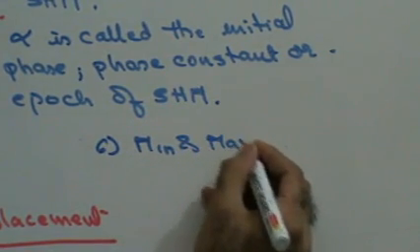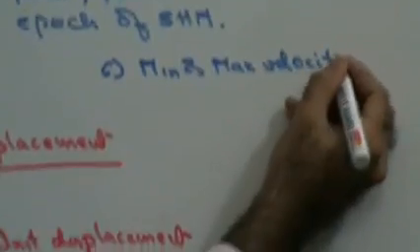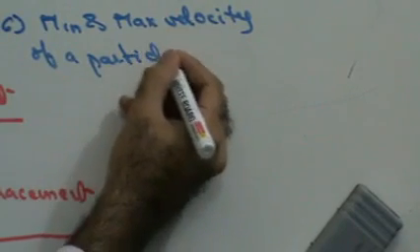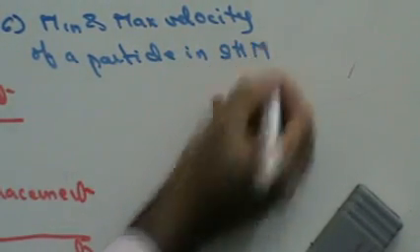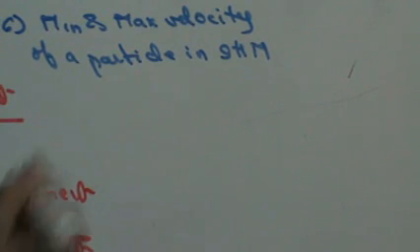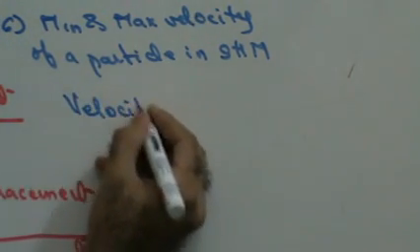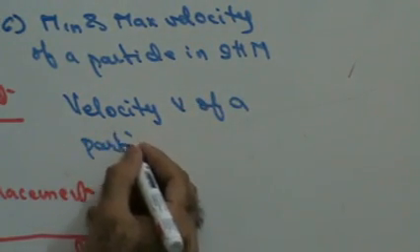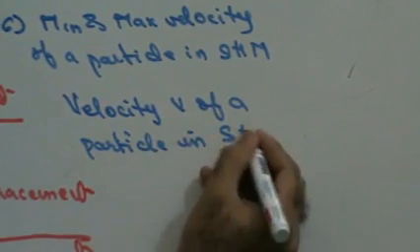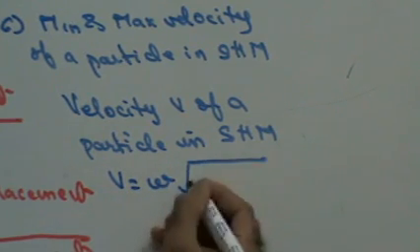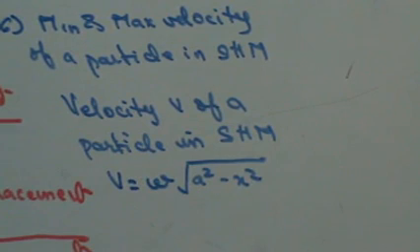Minimum and maximum velocity of a particle in SHM. Now, velocity of a particle in SHM, we've already derived this expression. I can say that velocity v of a particle in SHM, we derived the expression: velocity is nothing but omega square root of a square minus x square.